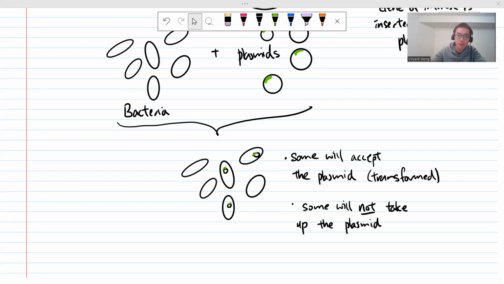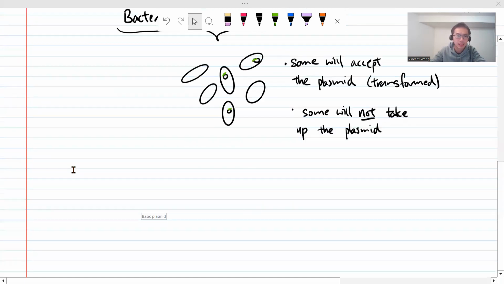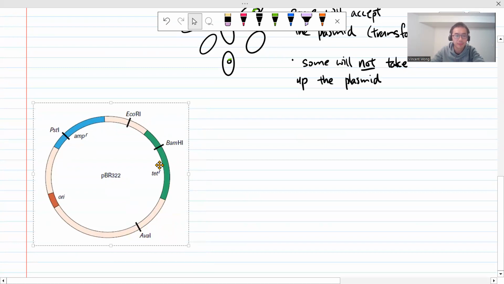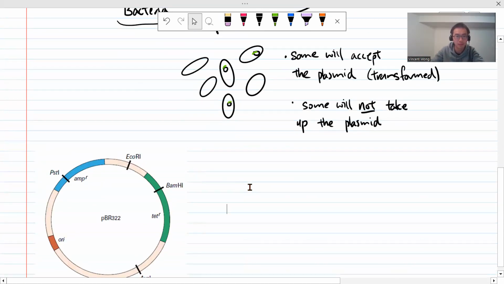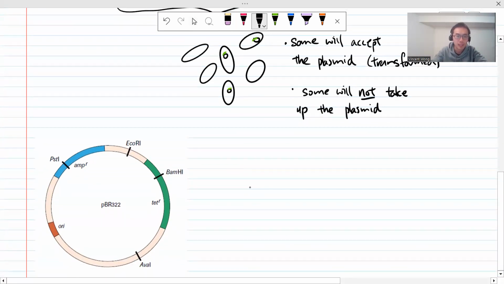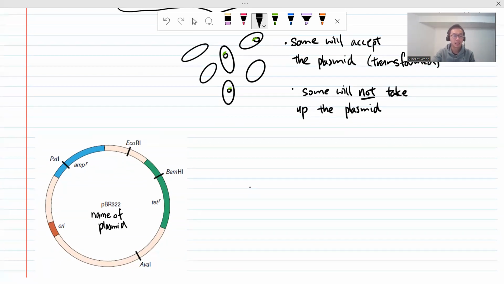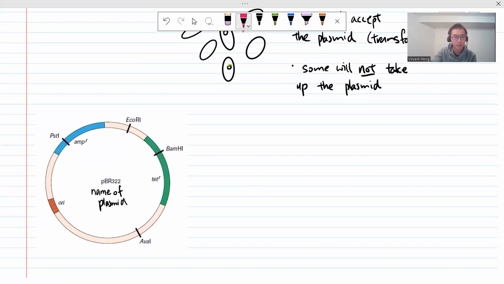Now, before we go any further, let's take a closer look at the plasmid. Okay, so again, you can buy these plasmids online. There are many companies that make these things. So this here in the middle, that's just the name of the plasmid. We have the origin of replication here.